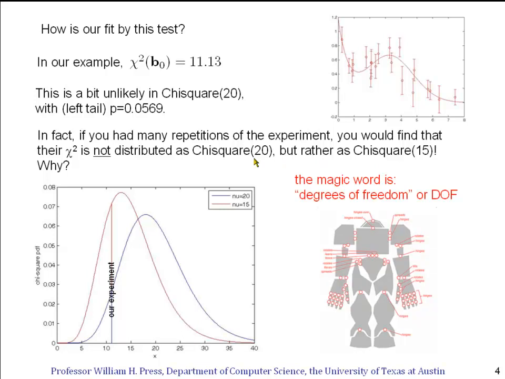The magic word here is degrees of freedom. What goes into the argument of the chi-square is not the number of data points exactly. It's the number of data points minus the number of fitted parameters, and that's called the number of degrees of freedom. Let's see how that works.